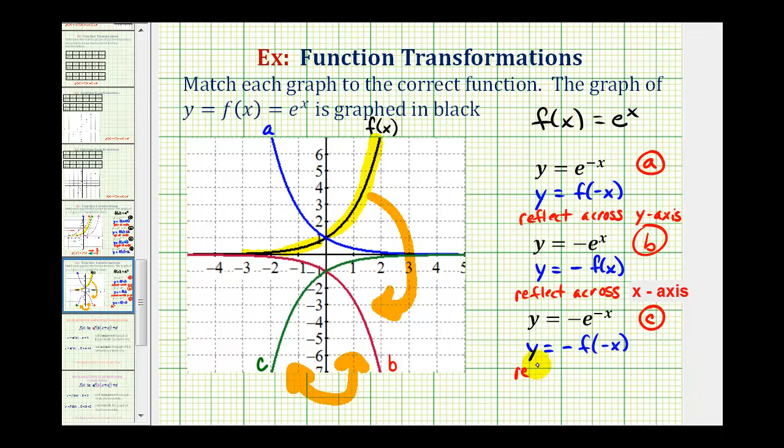So this graph reflects f of x across the y-axis and the x-axis. Okay, I hope this explanation helps.